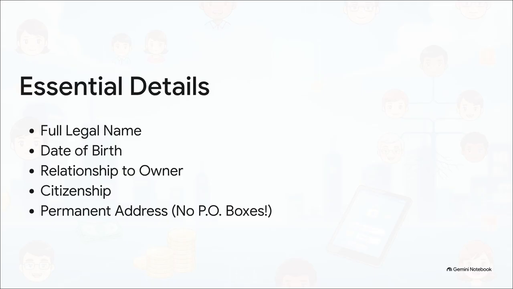Moving on to section 2, gathering information. Like they say, before we build the house, you need your tools ready. You've got to have your essential details lined up: your beneficiary's full legal name, their date of birth, their relationship to you, their citizenship, and their permanent physical address.